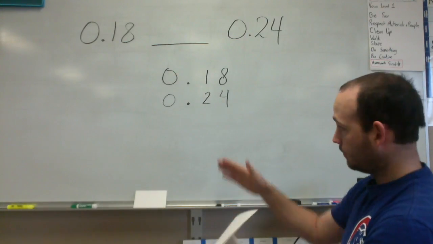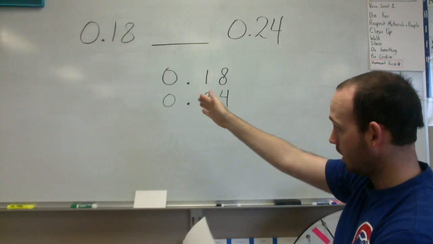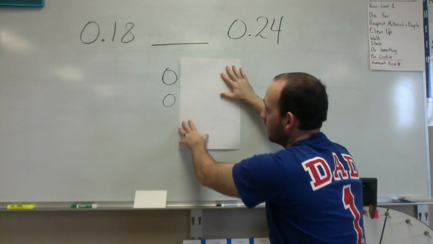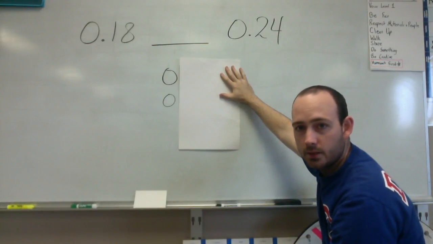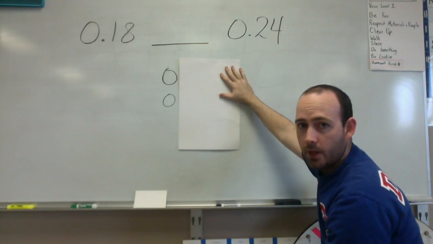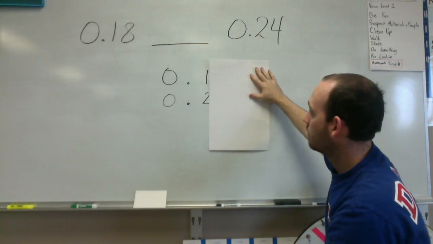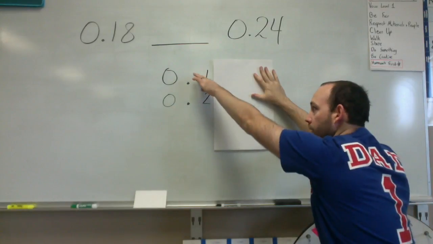What I would do, my numbers are the same length, so that's good. I'm going to cover up everything except for the first place value. I'm going to compare just those. I see a 0 and a 0. I can't tell much from that because they're exactly the same. So I move over, there's my decimals, I come to here. I see a 1, I see a 2.